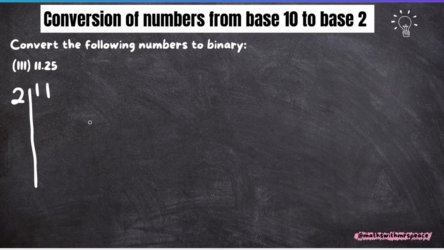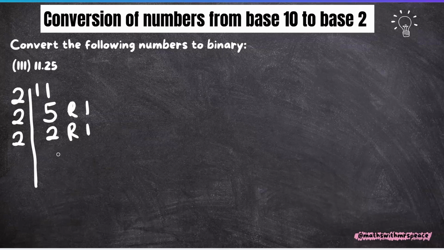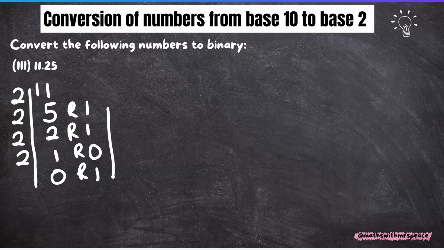11 divided by 2 will give us 5 remainder 1. 5 divided by 2 will be 2 remainder 1. 2 divided by 2 will be 1 remainder 0. And 1 divided by 2 will give us 0 remainder 1. Now remember that we will take our answers in this direction, from down to up. So this is the result of our conversion of the whole number part. We're just going to leave this aside and then we'll go handle our fractional part.